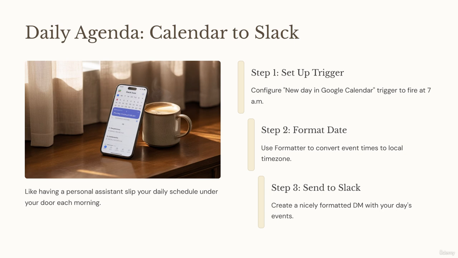Here's how it works. Step 1. Set the trigger to New Day in Google Calendar. This kicks things off every morning. Step 2. Use the formatter tool inside Zapier to convert event times into your local time zone. Step 3. Add an action to send a Slack message to yourself. The message pulls in each event with start times, names, and links, all arranged beautifully. It's like having a virtual assistant who hands you your schedule while you're still brushing your teeth.